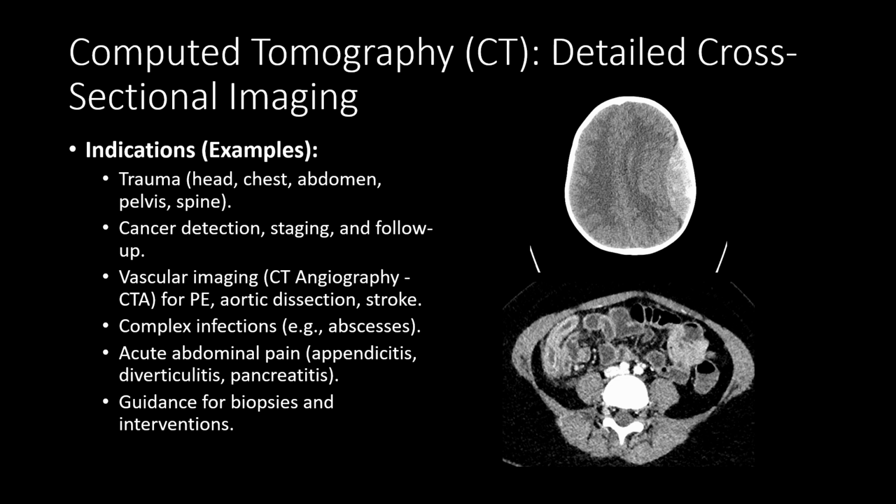It's very good for vascular imaging, and in most cases, we refer to it as CT angiography or CTA imaging, and we'll use that for suspected pulmonary emboli or aortic pathology, in the setting of stroke, assessing the neck and head vessels. It can be very good for complex infections such as abscesses, and it's the cornerstone of imaging for acute abdominal pain. We also use CT as a guidance tool when we're trying to biopsy something or place drains, decompress the chest, decompress the collecting system of the kidneys.